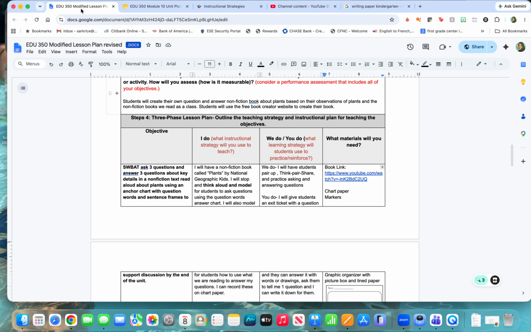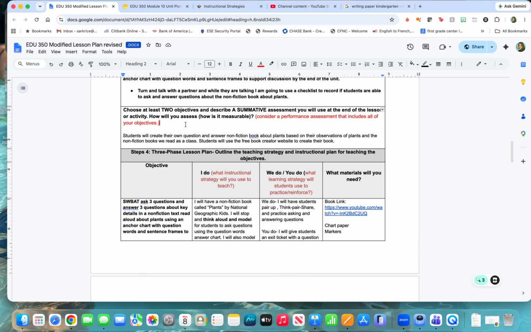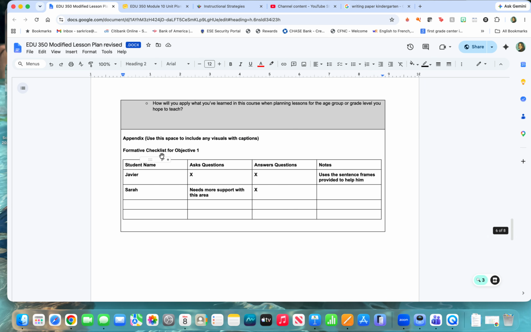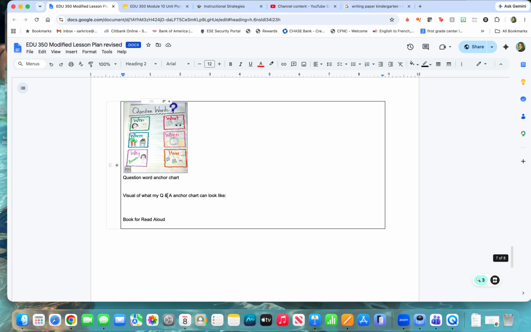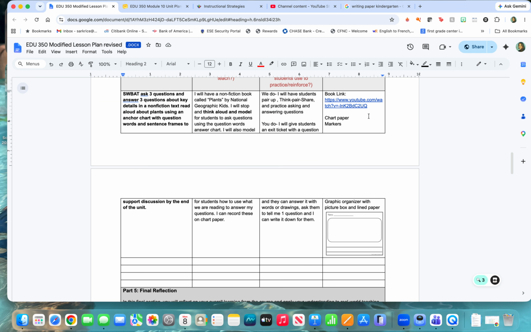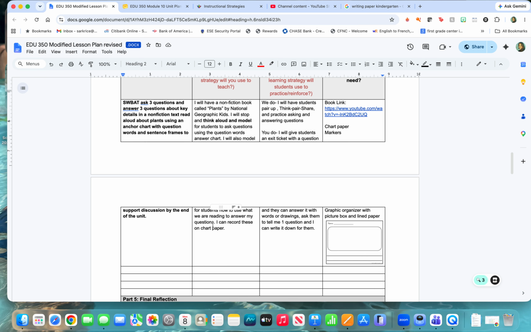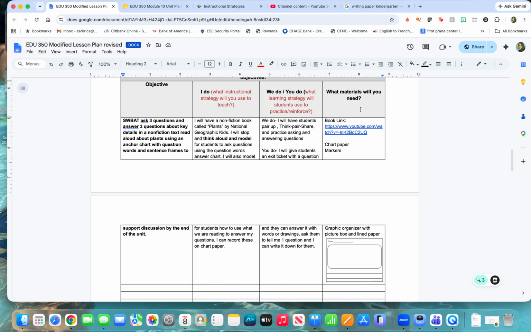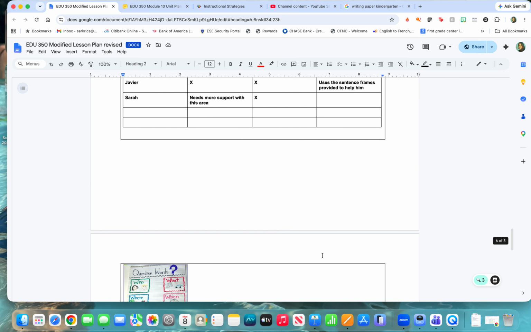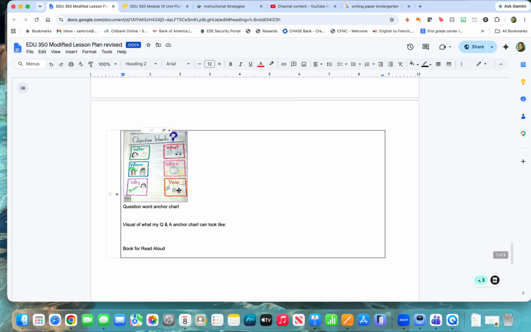And then you can also include any visuals in the appendix. Make sure you put a caption, and make sure that your materials are also very clear. If you're saying that you're using it in your I do or your we do, make sure it's here in your materials. And you can even, like I said, put any kind of visuals with a caption in your appendix to make it clearer.